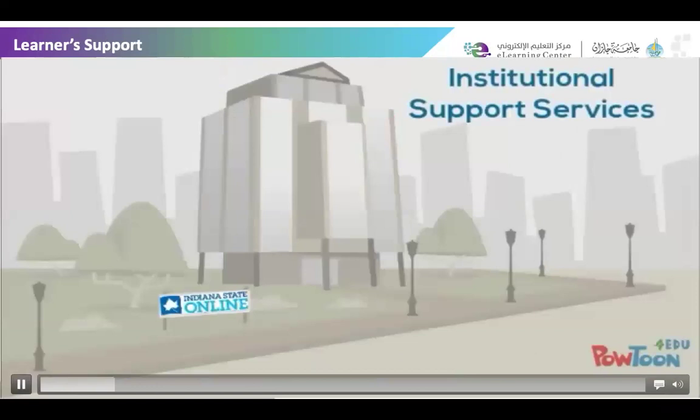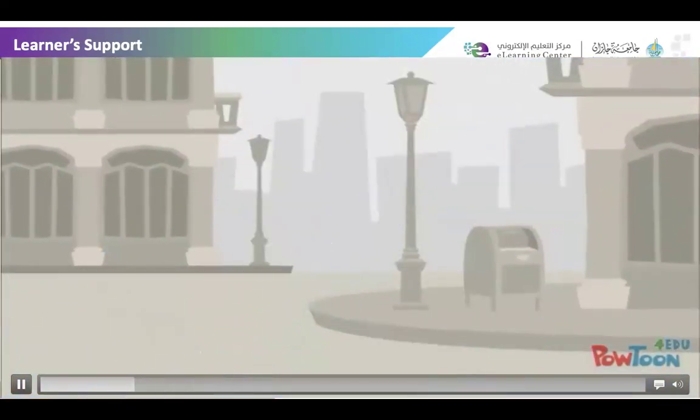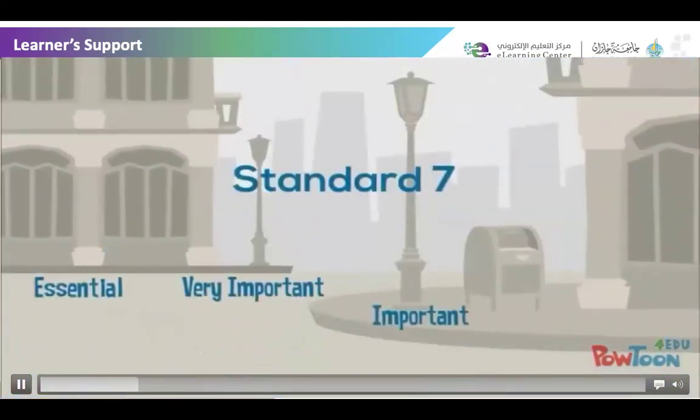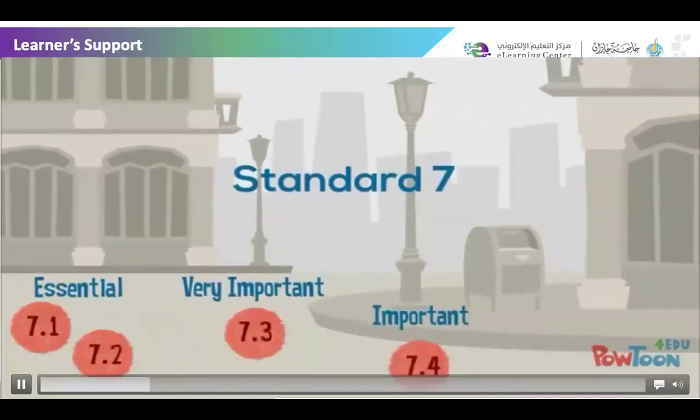In this standard, 4 different kinds of support services are addressed: technical, accessibility, academic services, and student services. Hence, Standard 7 has 4 components. The first 2 are essential, the third is very important, and the last one is important. Now we're ready to look into the details of each component.